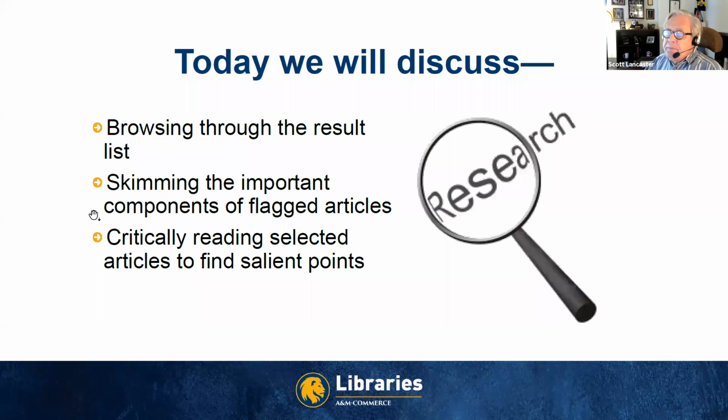And secondly, how to skim through the important components of those flagged articles. That's going to involve understanding what the parts of a research article are, in the same way that when you read a book, you understand that the table of contents and the index are ways that you can move quickly through, as well as chapter headings and subheadings.